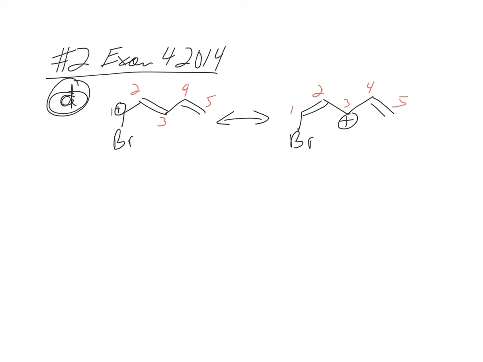What else should you always draw in? Lone pairs. So where should I put lone pairs in this case? Bromine. How many lone pairs does it have? 3 pairs. So what do we see as the major difference here for which structure is more stable? If we call this one A and this one B, what's the difference between A and B? So where are the carbocations at?